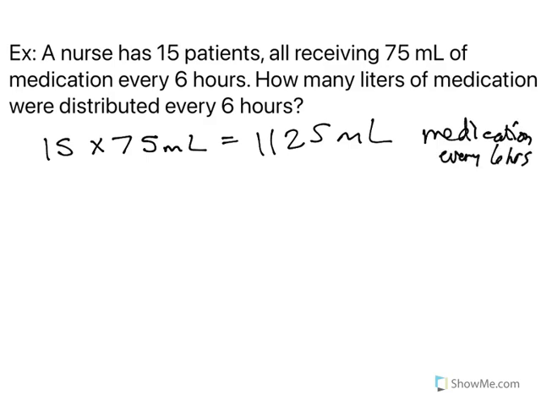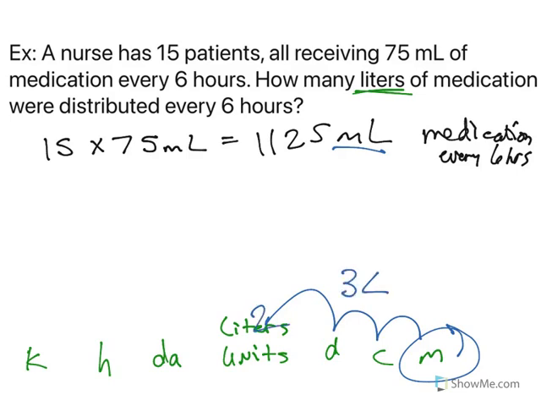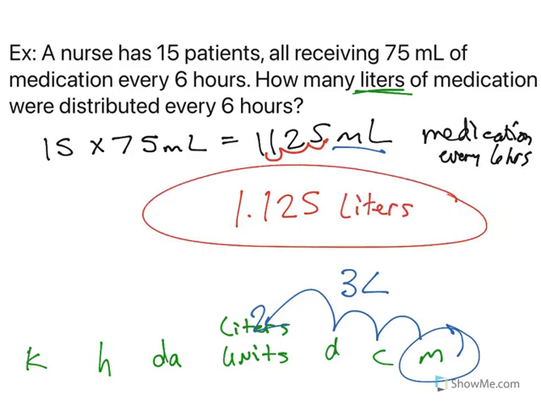Well, that's not the question. The question is how many liters. So again, I have units. In this case, right, liters are units. Okay, then we have deci, centi, milli, deca, hecto, and kilo. Okay, so I want to go, right, I'm in milliliters, so that's here, and I want to go to liters, which is 3 to the left. So if you don't see the decimal, it's at the end. So I'm going to go 1, 2, 3. So that's 1.125 liters of medication being distributed every 6 hours.